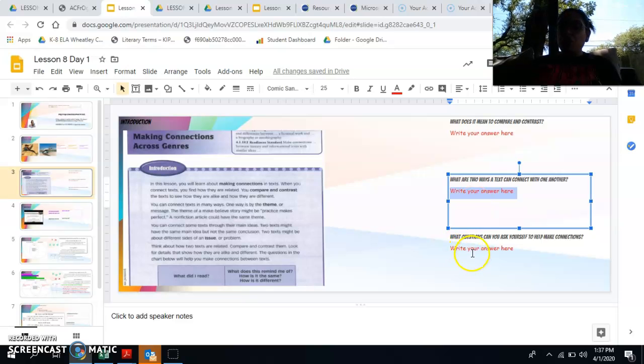And then, what are questions you ask yourself to help you make that connection? I can give you a big hint, and it's right here. These are the questions. What questions do you ask yourself to find out how they connect?